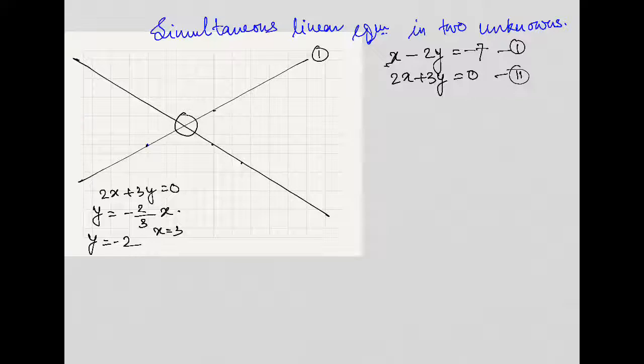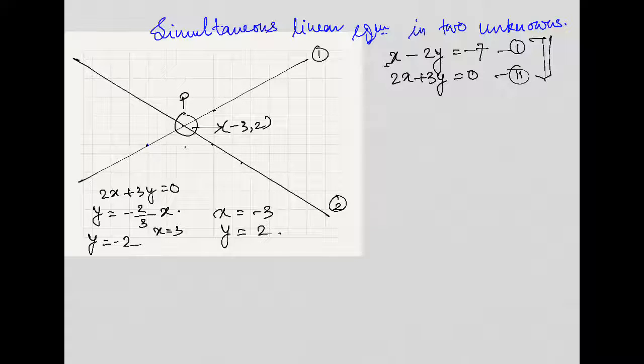Let me check the coordinate of this point P. This is minus 3 and 2. So minus 3 and 2 is the coordinate of this point of intersection. So I can give the solution for these two lines graphically as x equals minus 3, y equals 2. Now see it algebraically.